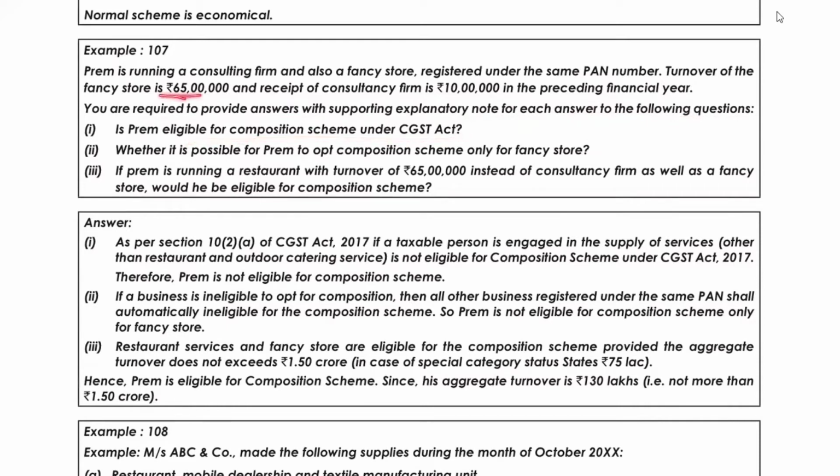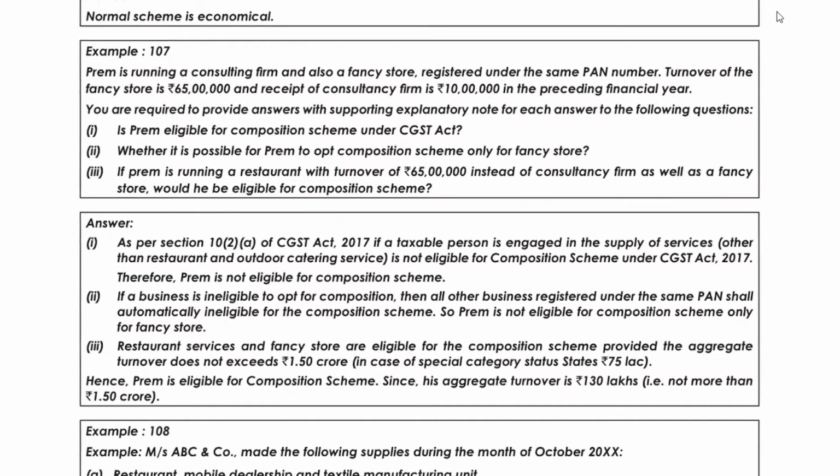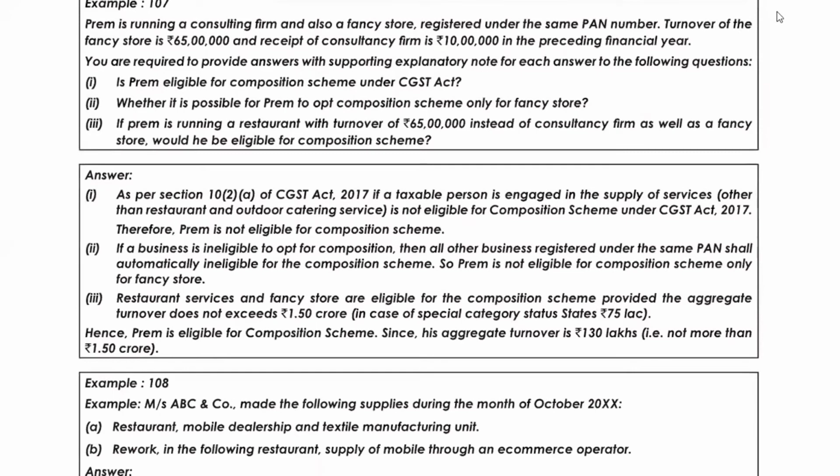Why? He cannot have the same PAN? No, Rekha, the same PAN is not the reason over here. The reason is quite simple. 65 lakh plus 10 lakh is 75 lakh, so his aggregate turnover is 75 lakh. We know 10% of this, which is 7.5 lakh, is the limit of the service he can provide. But he's providing 10 lakh, which is more than 7.5 lakh. So this is the reason why he cannot opt for the composition scheme.